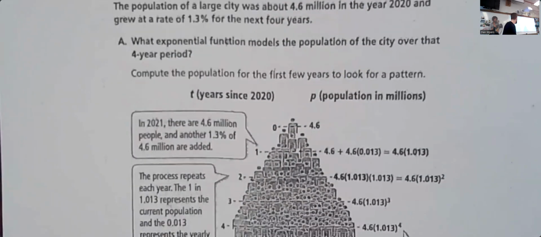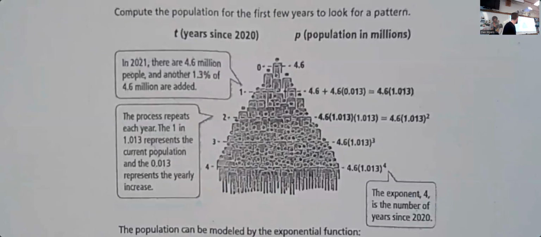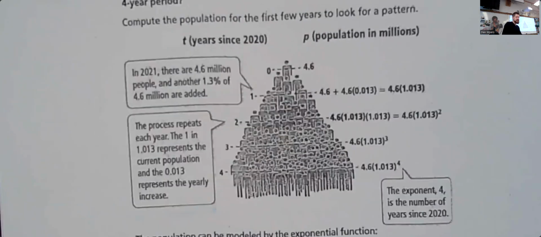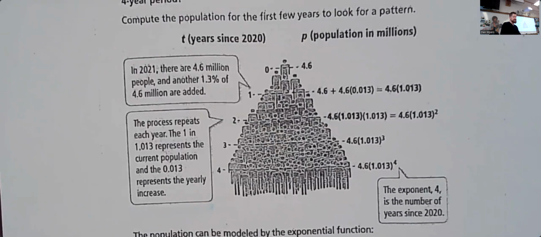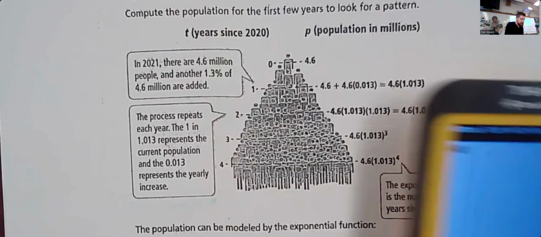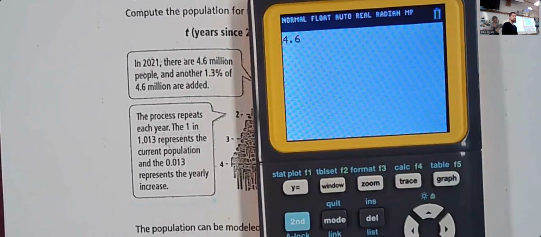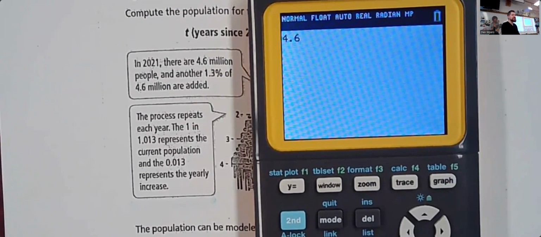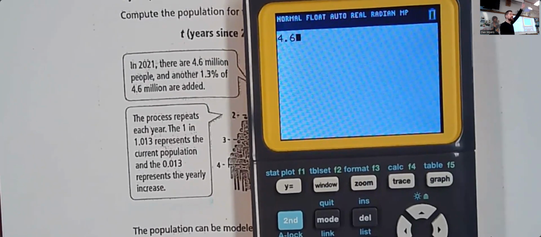So it says, first of all, compute the population for the first few years to look at a pattern. So if something is increasing, we'll go ahead and do this on our calculators. If something is increasing at a rate of 1.3% for the next 4 years, that would be, first of all, how many million? 4.6. So 4.6. How could we figure out a 1.3% increase? Listen up. What would we multiply 4.6 by to represent a 1.3% increase?